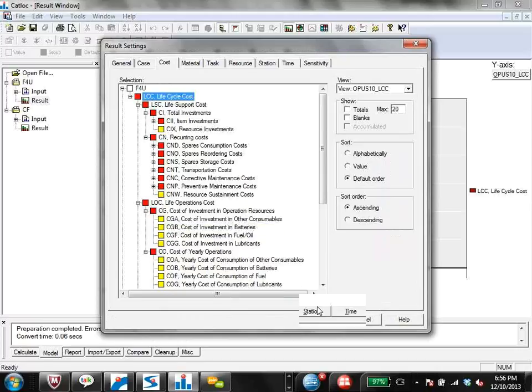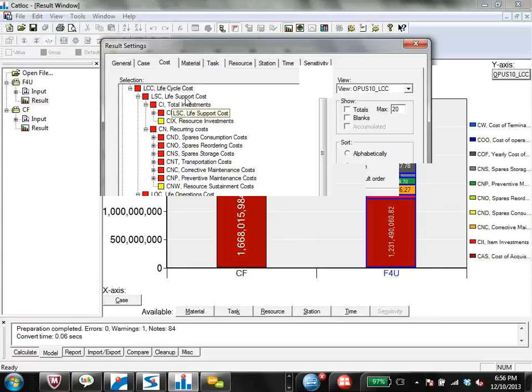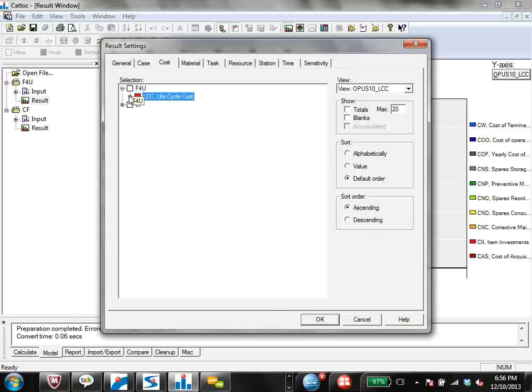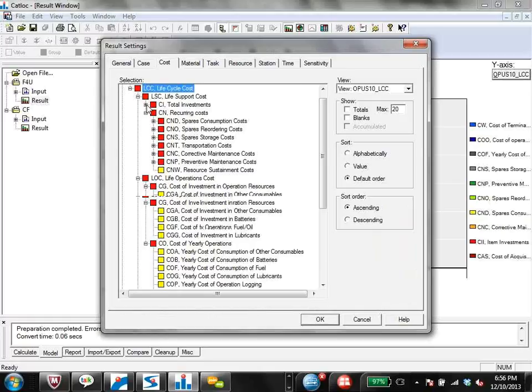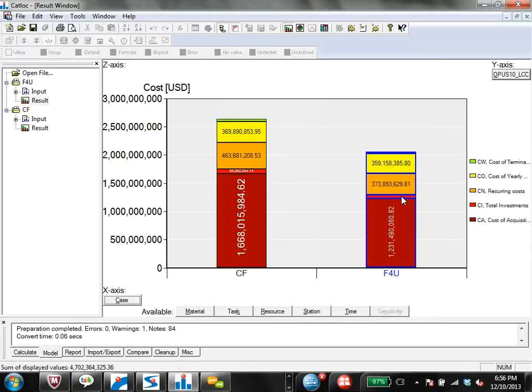I'll click OK. And we can see that the majority of our life cycle cost, at least for this particular scenario, is in acquisition. And then we have some other different accounts. I'll hide a bunch of these and bring some of these back, to make it a little more visible. We can see that we have some recurring costs. We have some additional investments in spares, and we have some yearly operations costs, and then just a small sliver of termination costs.